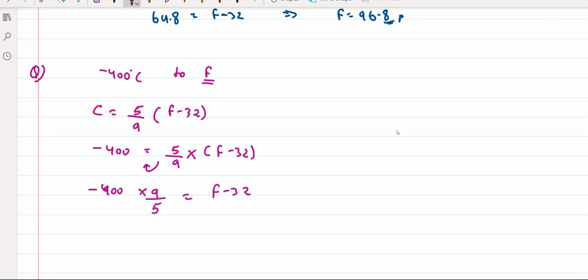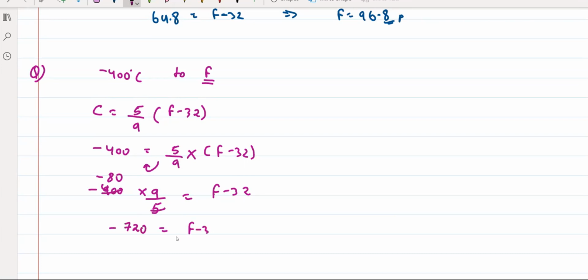Easy to understand for everyone. I will divide -400 by 5, which is -80. Then -80 into 9 is how much? -720. So -720 is equal to F minus 32.